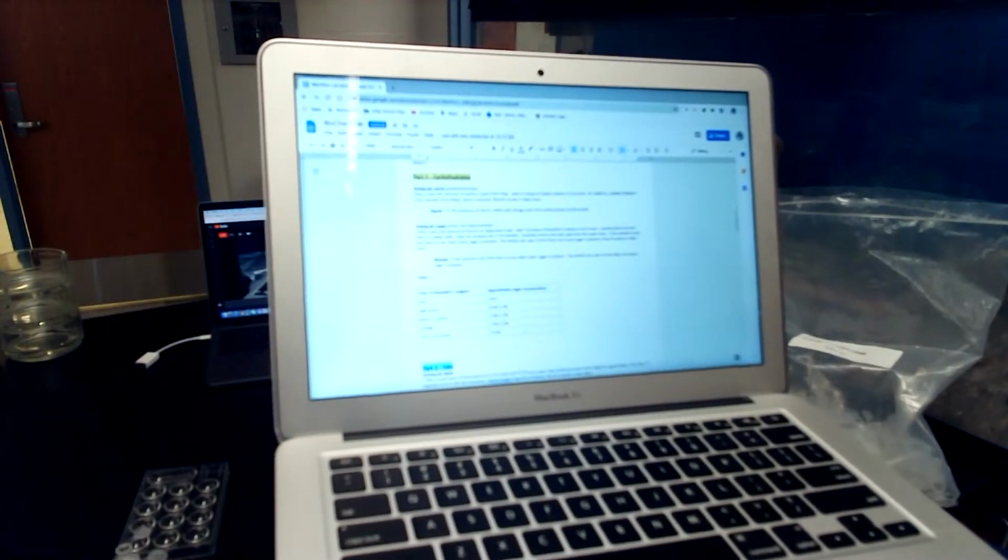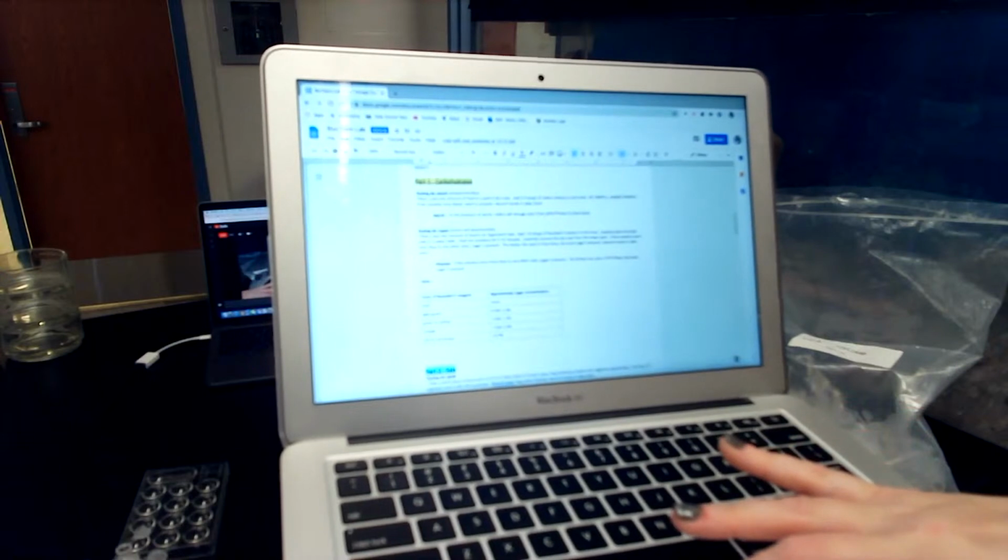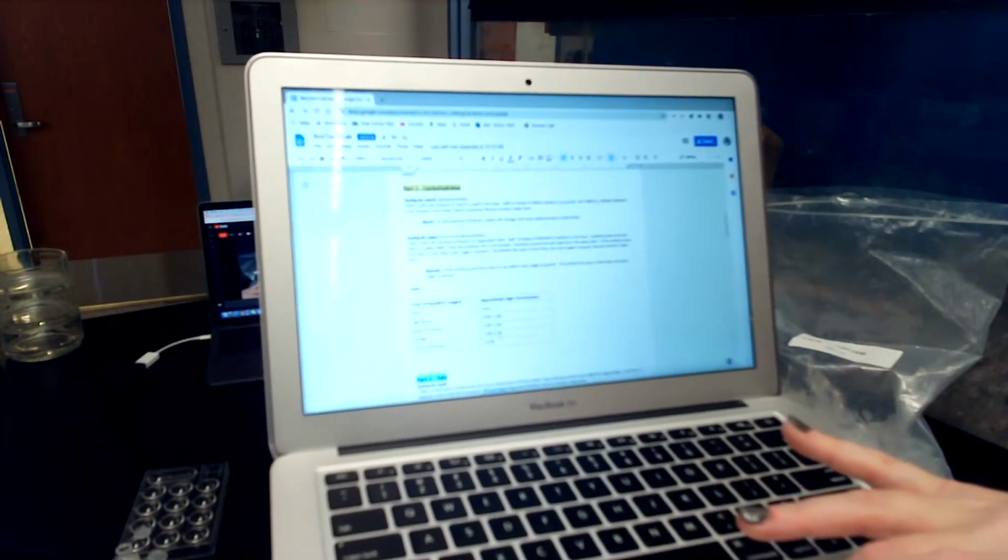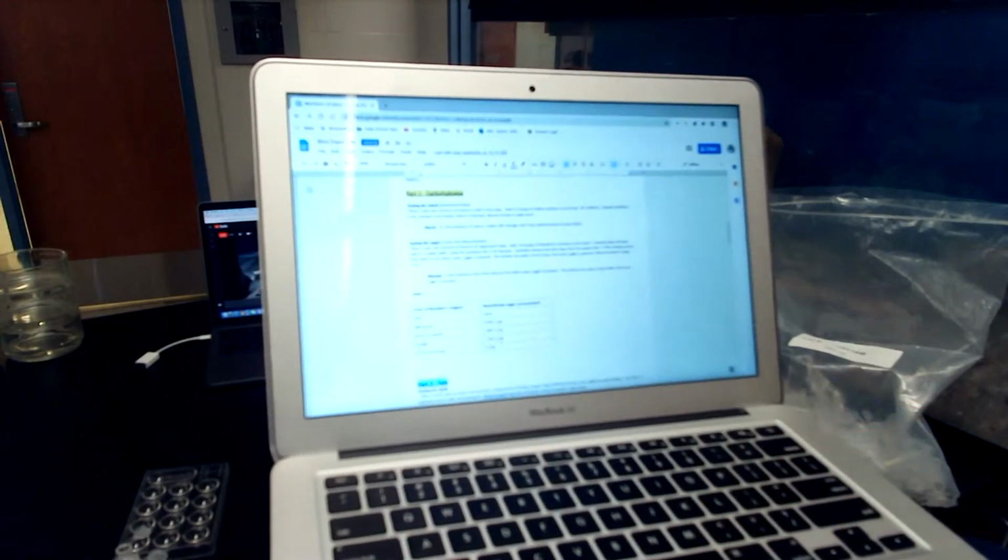Okay, so the original color would be blue. The farther away it gets from blue, the greater the concentration of sugar. Okay? All right, good. Awesome.